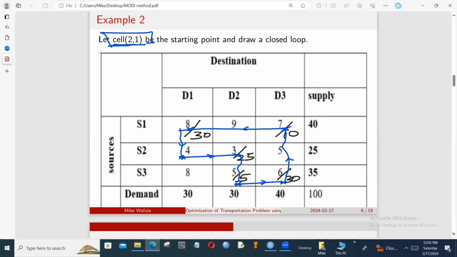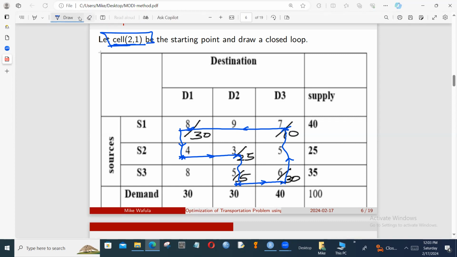Is it better now? Yes. Is it better? Let's clear. Yes, Mali. Yeah, maybe one last one.